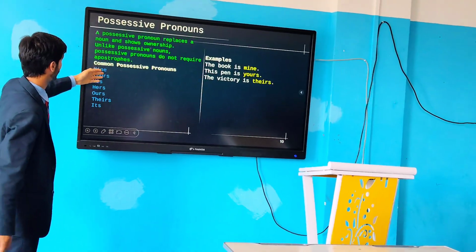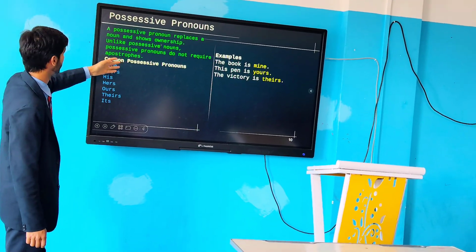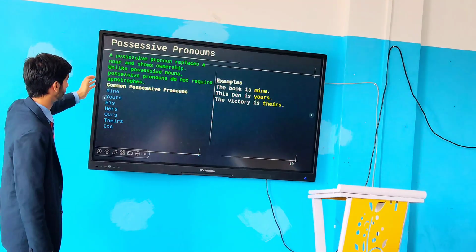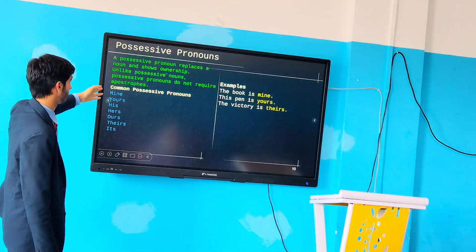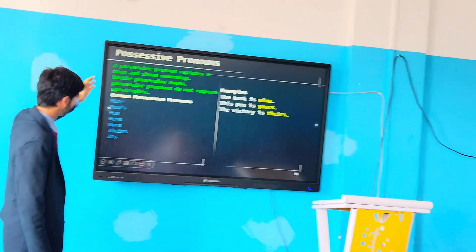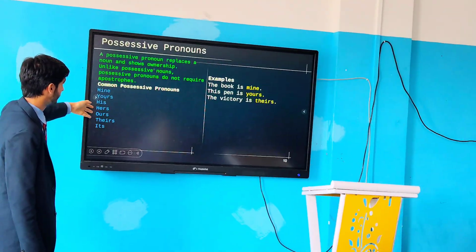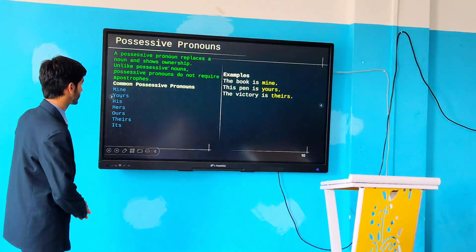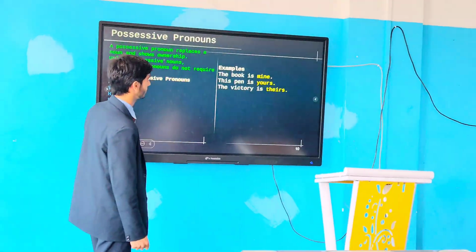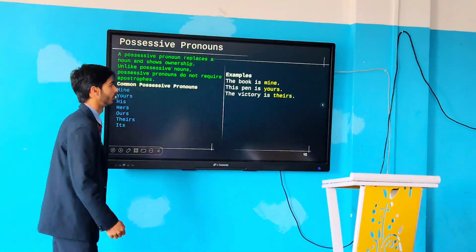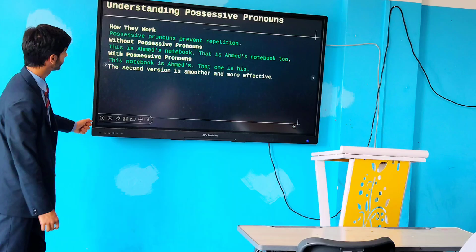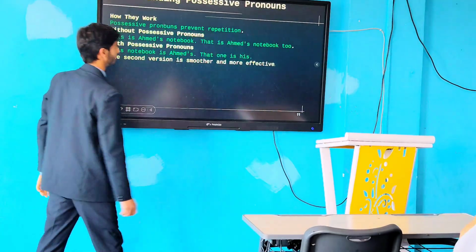After that, possessive pronouns. A possessive pronoun replaces a noun and shows ownership. Unlike possessive nouns, possessive pronouns do not take apostrophes. Here are some common possessive pronouns: mine, yours, his, hers, ours, theirs, its. Examples include the book is mine, the pen is yours, and the victory is theirs.